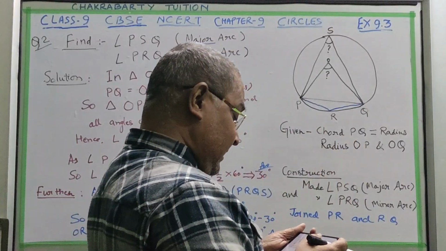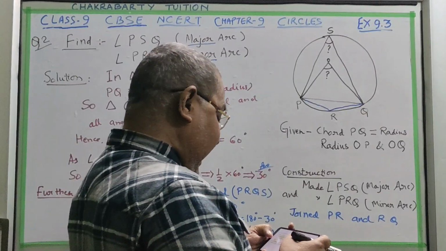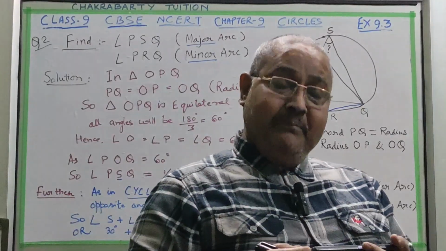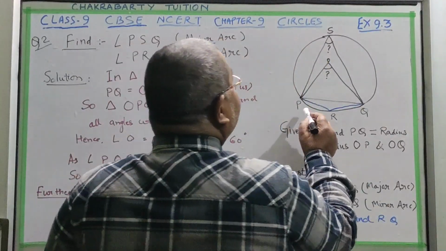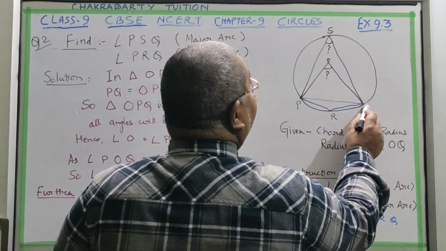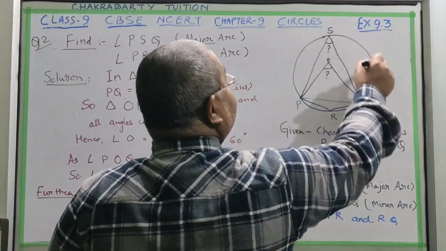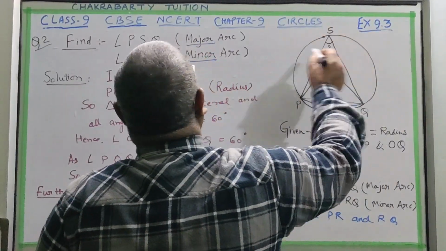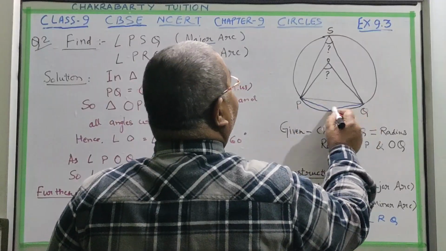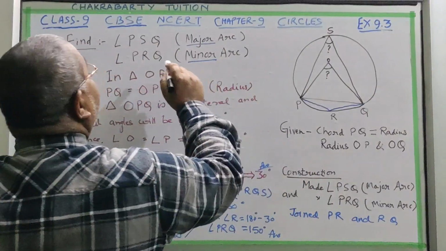Find the angle subtended by the chord at a point on the minor arc and also at a point on the major arc. So what is a minor arc? This PRQ, one arc is given. It is the smaller one, and here is the big arc. PSQ is a big arc, so PSQ is a major arc. And the minor arc is PRQ because it is smaller. Okay, and PSQ is the major arc.